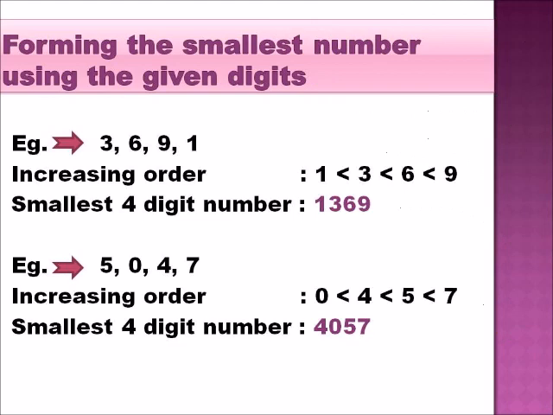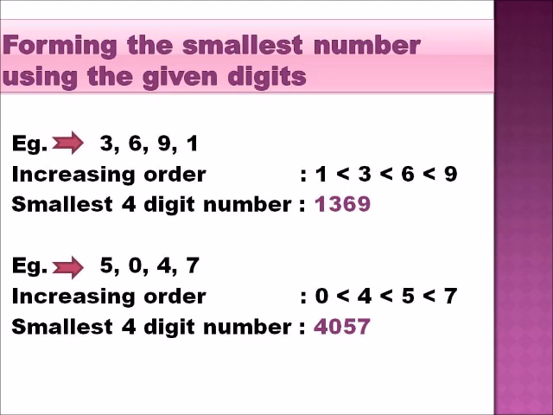Children, in the next example 5, we have digits like 3, 6, 9 and 1. Now let's arrange them in increasing order, like 1 is lesser than, 3 is lesser than, 6 is lesser than 9. Therefore, the smallest 4-digit number will be 1369. In the next example 6, we have digits like 5, 0, 4 and 7.